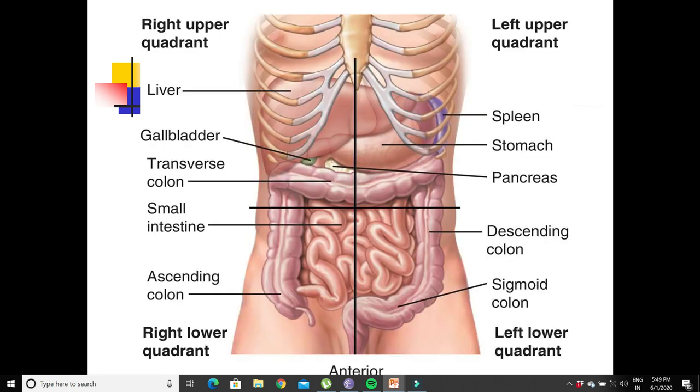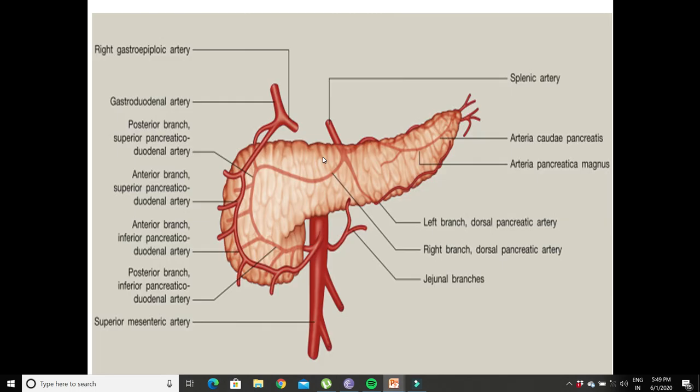So let's have a look. Now this slide is showing you the relations of the anterior part of the pancreas. You can see the pancreas over here just behind the stomach. So anterior relations are the transverse colon and the jejunum, and also one artery. I'll show you in the next slide. These form the anterior relations of the surface of the head of the pancreas. Yes, you can see the gastroduodenal artery. So the gastroduodenal artery, the transverse colon and the jejunum form the anterior relations of the surface of the head of the pancreas.